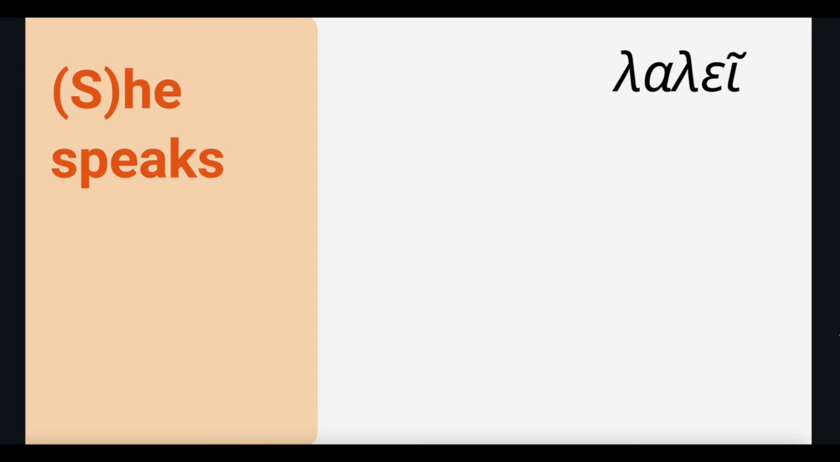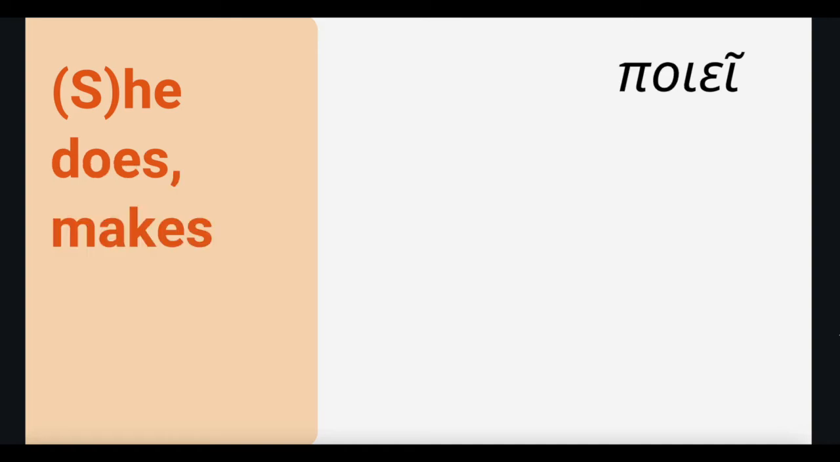It can mean both. Okay, the second verb that we're going to learn today is the verb lale. Lale. And that means he speaks or she speaks. And we only know whether it's supposed to be he or she depending on the context. It can also mean it speaks as well. Lale. The third one, meaning he has, she has, or it has, is eche. Eche. And so notice that the stress falls on the first syllable.